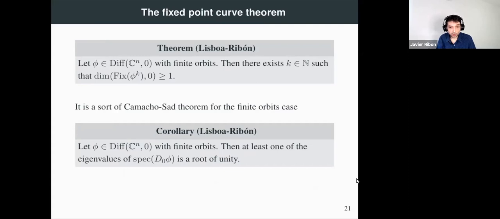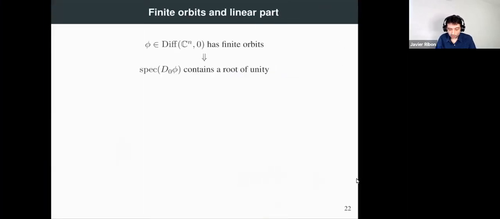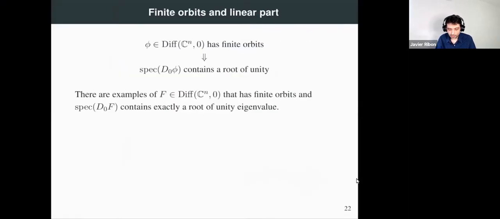And as I said, as a corollary, we have that if phi has finite orbits, at least one of the eigenvalues of the linear part is a root of unity. So we have this property, and I gave the example for dimension 2, but you have examples of diffeomorphisms with finite orbits for every dimension, such that the spectrum contains exactly a root of unity eigenvalue, counting multiplicities. So what we know is that the examples that we find are sharp.